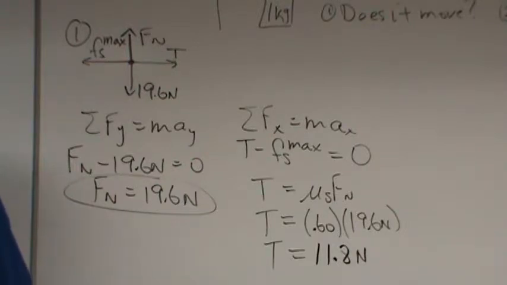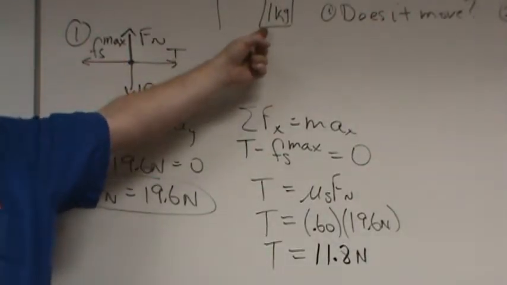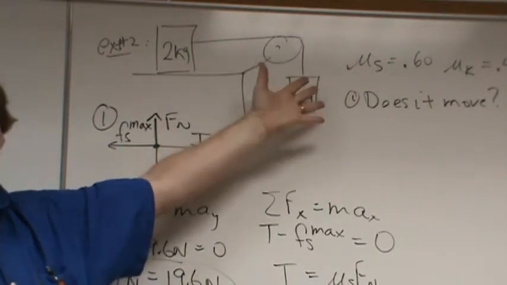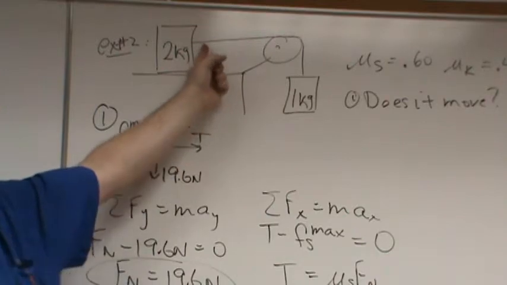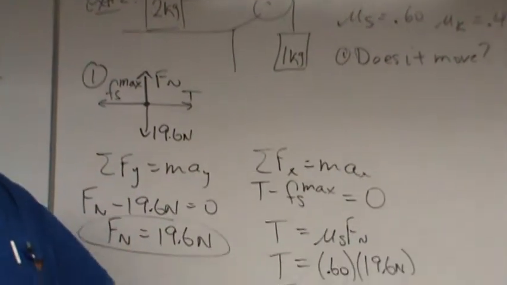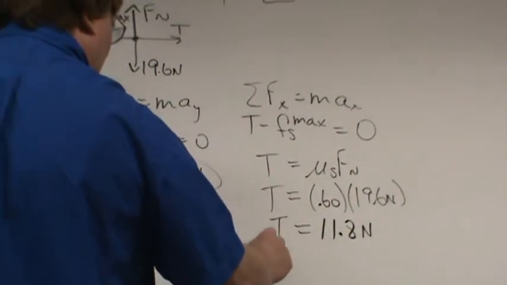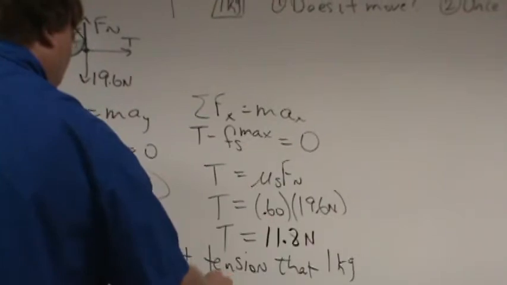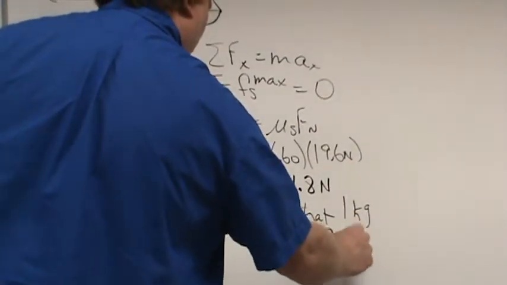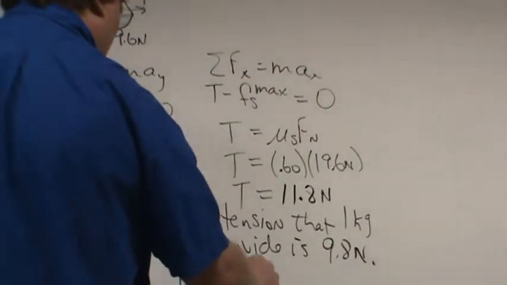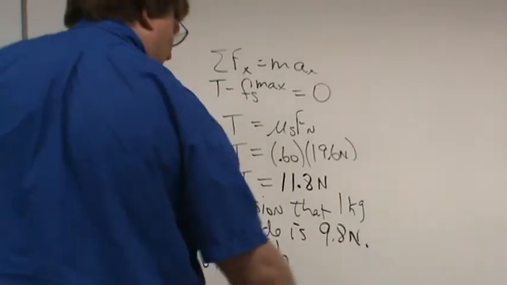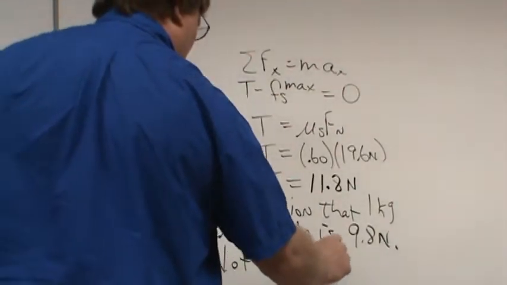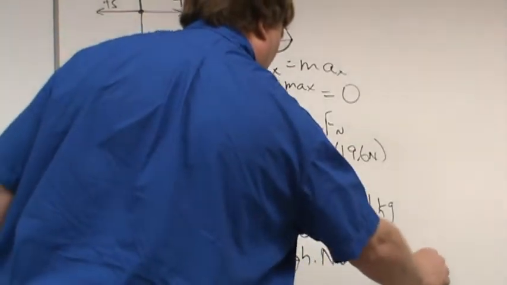Good, Fatima. Because the weight of the 1 kilogram is only 9.8. The most tension you're going to get out of this is 9.8, when everything's static, when nothing's moving. You need 11.8. It's not going to move. So let me write that down. Most tension that the 1 kilogram mass can provide is 9.8 newtons. Not enough. No movement. Okay.